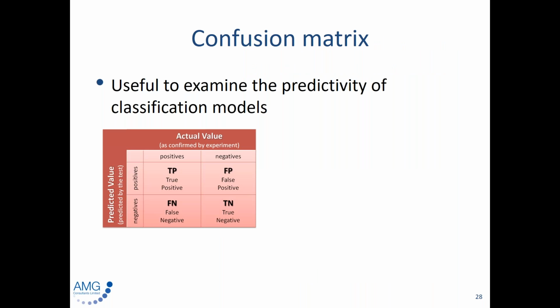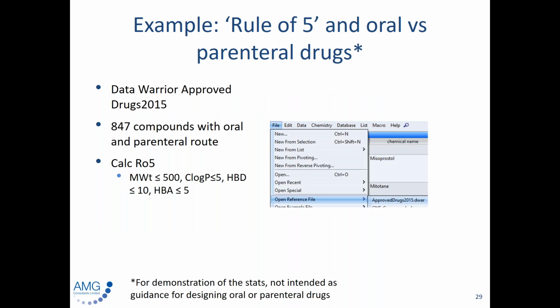The last one I was going to show is what's called the confusion matrix. So this is useful to examine the predictivity of classification models. So you've probably seen the kind of thing before. You've got actual value divided into positive, negative, and predictive values divided into positive and negative. So for this, I've taken a look at the rule of 5 and a set of oral and parenteral drugs.